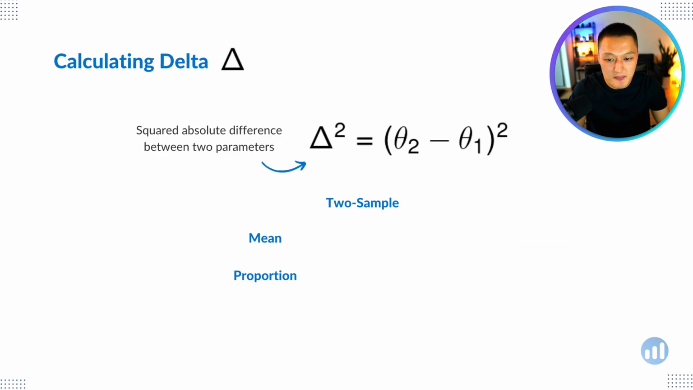Now let's talk about calculating delta. There's often a misconception that the delta in this case is the lift. Oftentimes, when you think about the minimum detectable effect, keep in mind that it is represented in terms of lift. What that means is that it is a percent improvement from the baseline parameter to the new parameter of interest. Let's take a very simple example.